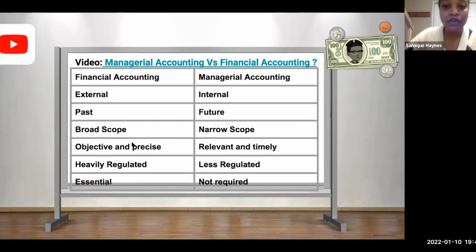These are other differences between them, where financial accounting is looking at the past information. Managerial accounting is looking at the future. So we're trying to predict things in managerial accounting. In financial accounting, we're trying to figure out how did we do last year, right? Financial accounting looks at a broader scope, so it looks at the business as a whole, whereas managerial accounting is more narrow. It's looking at probably one department.